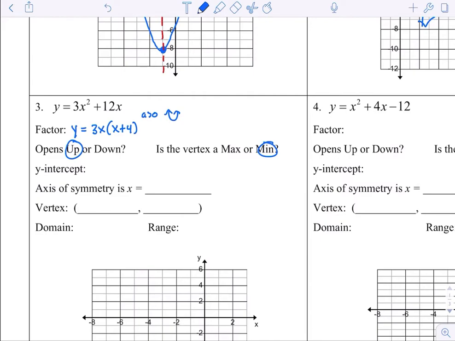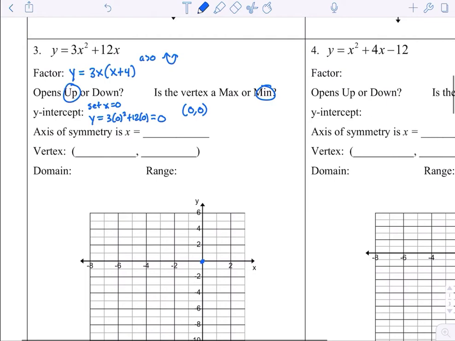Okay, y-intercept. Your y-intercept is when you set x equal to 0. You could plug it into the factored form, or you could just plug it into the original. I'll just plug it into the original, so y is equal to 3 times 0 squared plus 12 times 0, which is simply 0. So the y-intercept is (0, 0), and we'll just plot (0, 0).